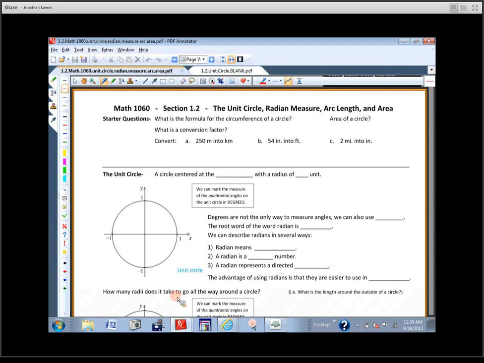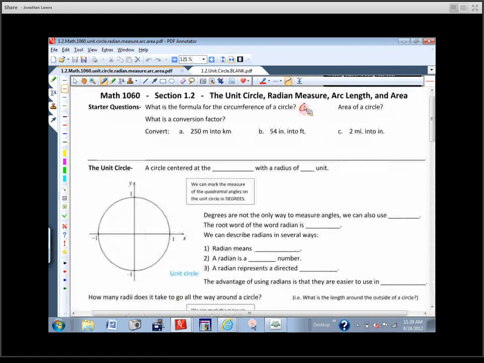So we're going to start off with a couple starter questions. It says, what is the formula for the circumference of a circle? Circumference of a circle. Don't say anything out loud. C equals, hey Melissa, what is it? Anybody know for sure? Okay, so it's going to be 2 pi r, and the area of a circle?